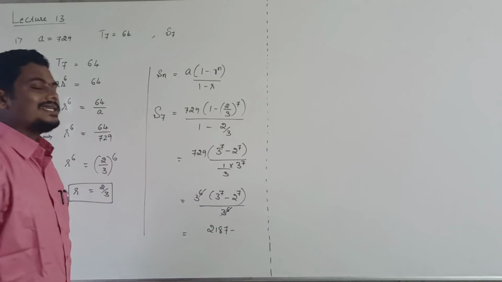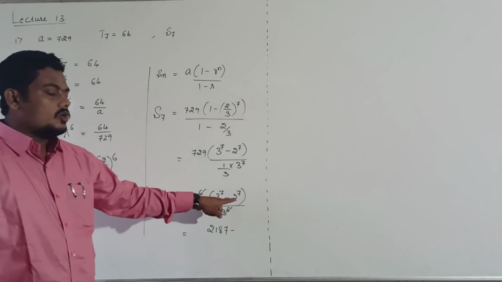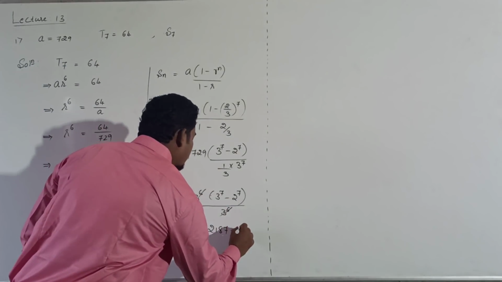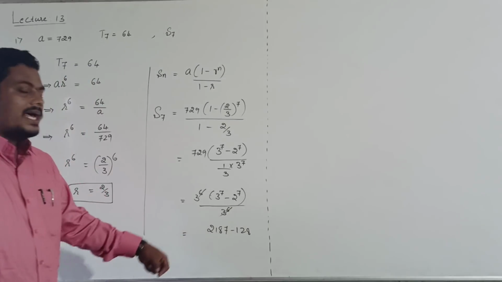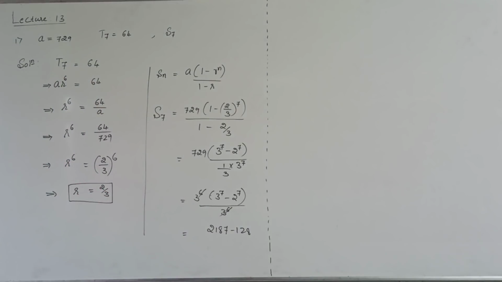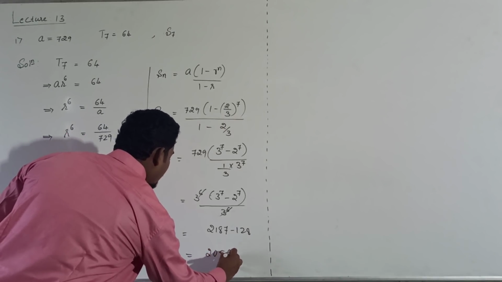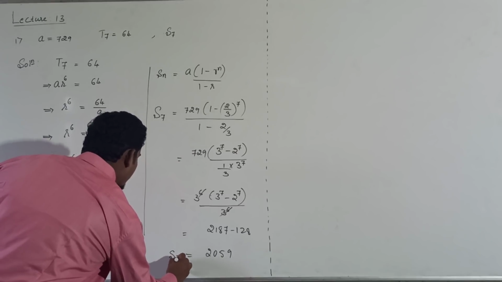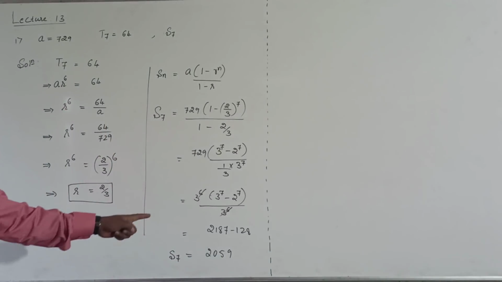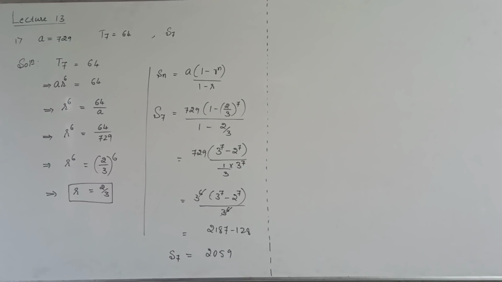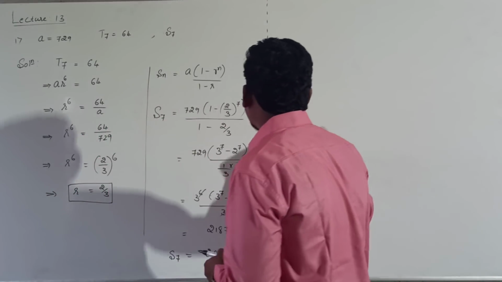2187 minus, what is 2 power 7 value? 2 power 7 is 128. 2187 minus 128 gives 2059, the sum of first 7 terms. Yes, S7 value is 2059.